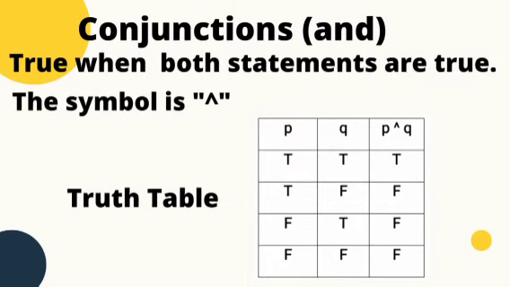If statement P is true and statement Q is false, then P and Q is false. If statement P is false and statement Q is true, then statement P and Q is false. If statement P is false and statement Q is false, then P and Q is also false.